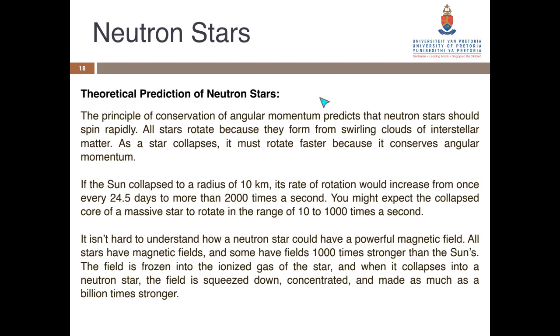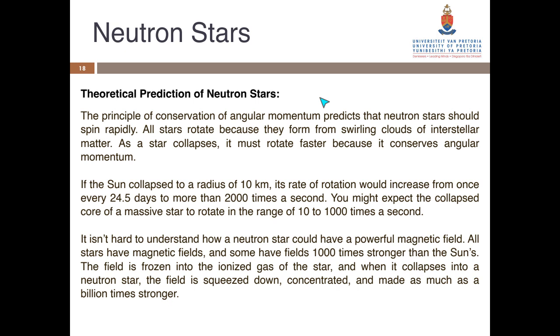The principle of conservation of angular momentum predicts that neutron stars should spin rapidly. All stars rotate because they form from swirling clouds of interstellar matter, and as the star collapses, it must rotate faster because it conserves angular momentum. So if the sun collapsed to a radius of 10 kilometers, its rate of rotation would increase from once every 24.5 days to more than 2,000 times a second. So you might expect the collapse of the core of a massive star to produce rotation in a range of 10 to 1,000 times per second.